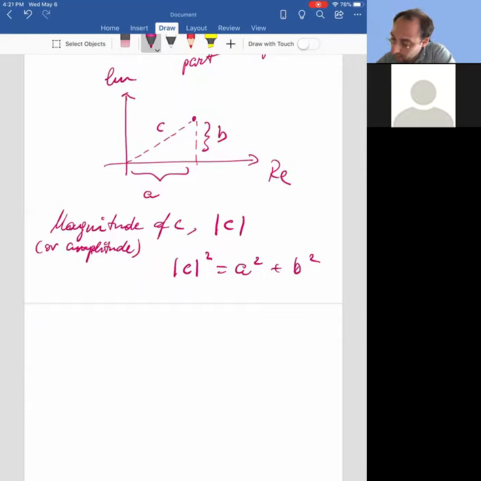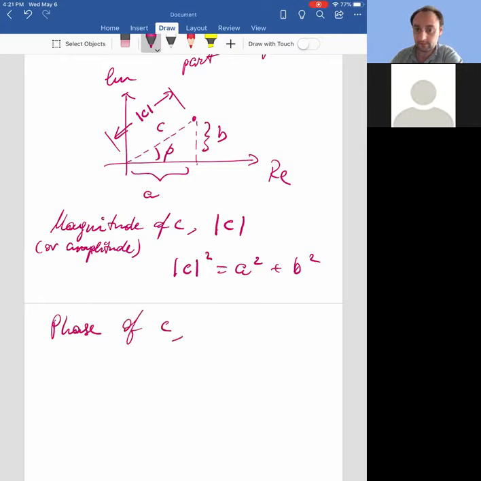Now, so C has a magnitude, right? So this is right here. This is the magnitude of C. Okay. And there is an angle to speak of. This is called the phase. I think there's a notation for that, but no, I just call it phase.